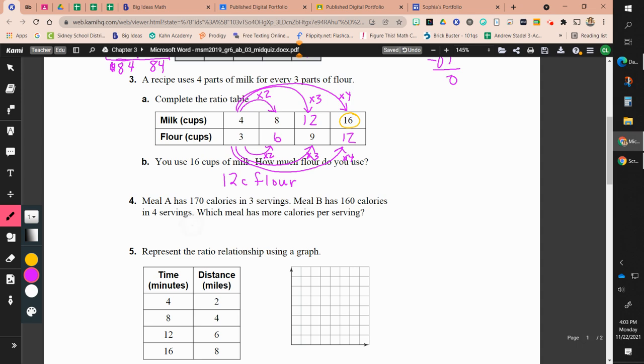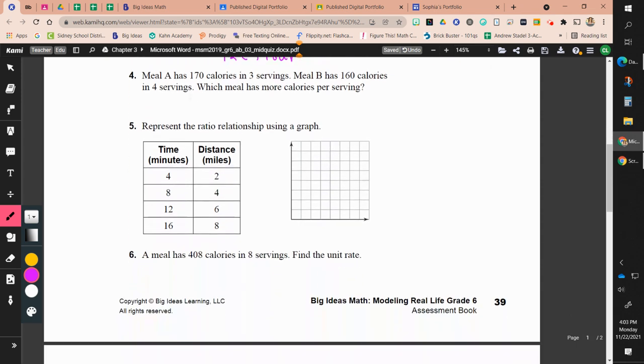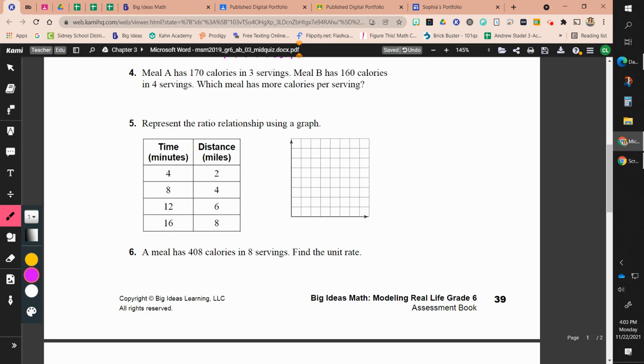Very good. Now, number 4, meal A has 170 calories in 3 servings. Meal B has 160 calories in 4 servings. So we want to figure out which one has more calories, because it says which meal has more calories, meal A or meal B. So we're going to do a unit rate per 1 meal. This one had 3, this one had 4 servings.